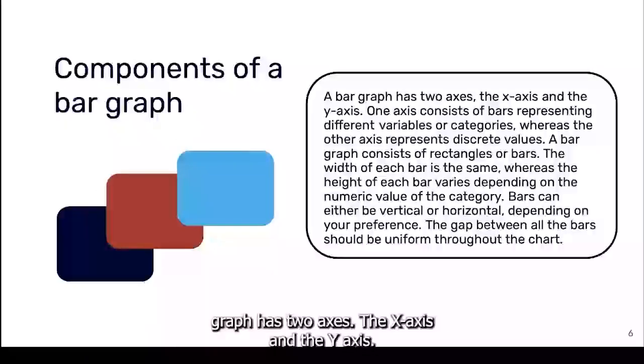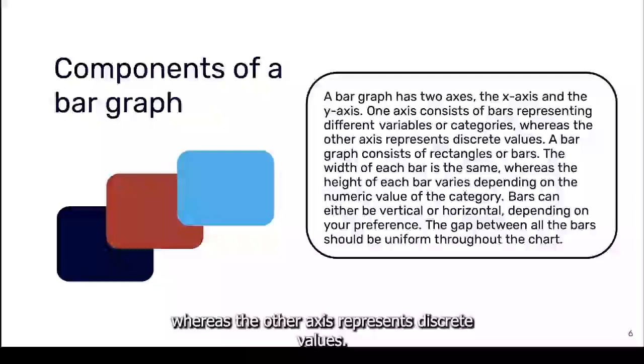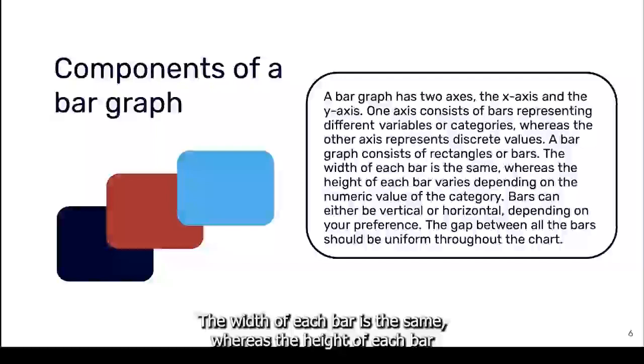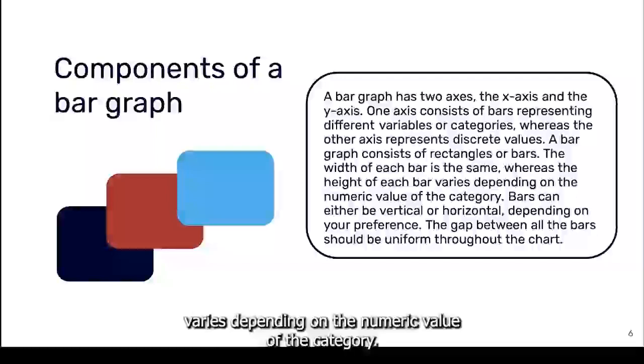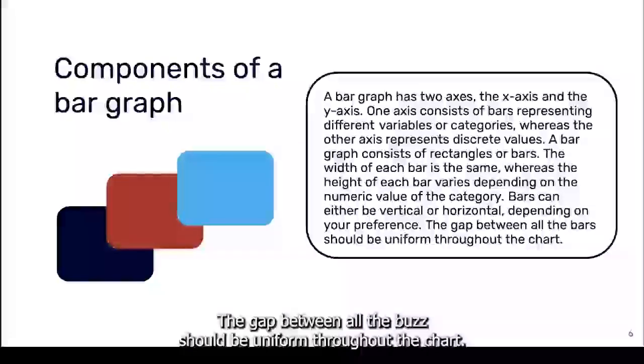A bar graph has two axes, the x-axis and the y-axis. One axis consists of bars representing different variables or categories, whereas the other axis represents discrete values. A bar graph consists of rectangles or bars. The width of each bar is the same, whereas the height of each bar varies depending on the numeric value of the category. Bars can either be vertical or horizontal, depending on your preference. The gap between all the bars should be uniform throughout the chart.